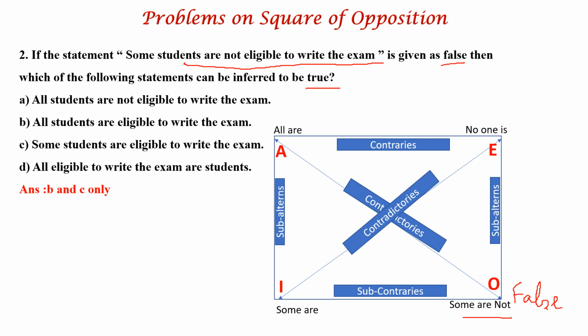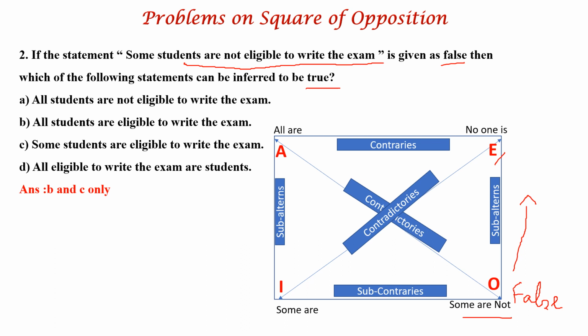What could be true? That's what we have to find out. So this is false. We know this false goes upwards, right? So E will be false. False goes upwards. E type of statement will be false. Find out which is E. E type is no one is. Universal negative. All students are not eligible.